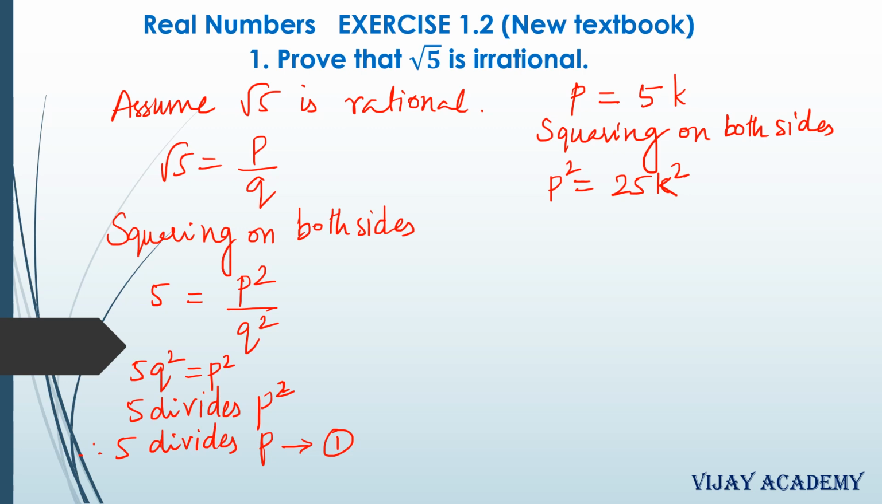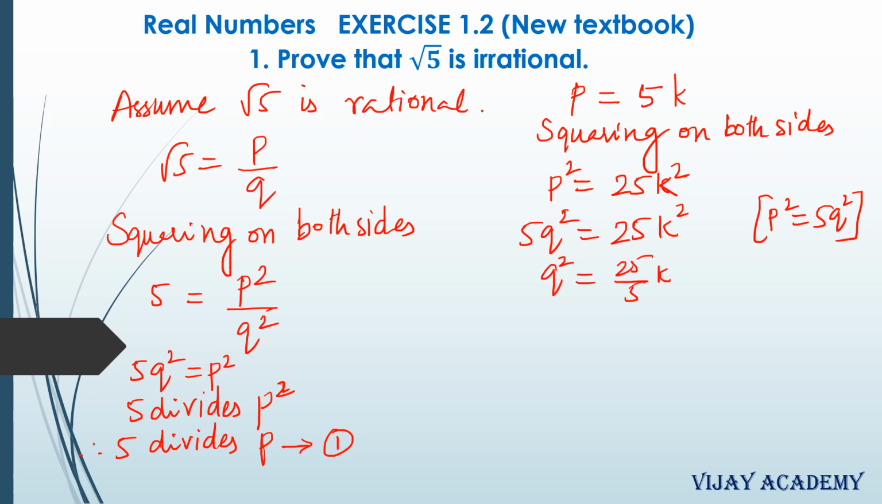Then let me replace p square by 5 times q square. So we get 5q square equals 25k square. Here we replaced p square by 5 times q square. Now let me transpose 5 to the RHS. So we get q square equals 25 by 5 into k square. That will give you q square equals 5 times k square.